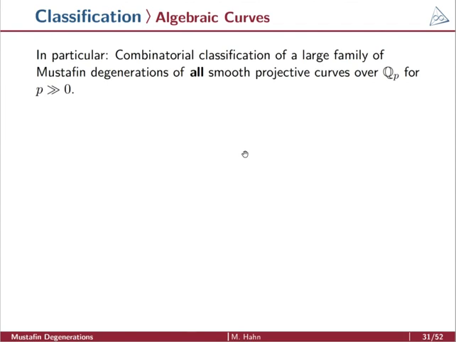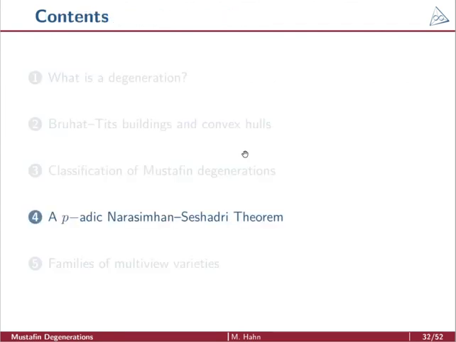And now I slightly want to change topics and then come back to Mustafin degenerations later, because now I want to talk about a p-adic Narasimhan-Seshadri theorem. Or maybe this is a good place: if there are any questions, this may be a good place to ask questions now. Oh, okay. Guess everything's clear. Perfect. Then we can go to this next chapter, a p-adic Narasimhan-Seshadri theorem.